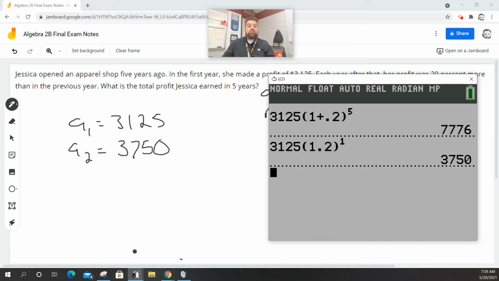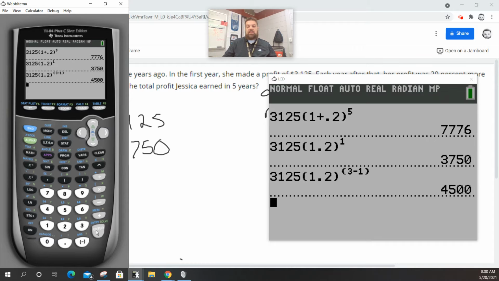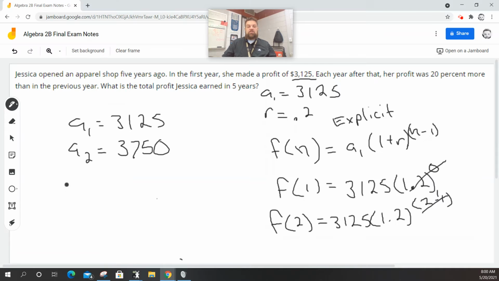Okay, so now to do the next one, on the third year it will be the same, except this changes to 2, because I'm going to say 3 minus 1, and I get 4,500. So on that third year, I get 4,500.